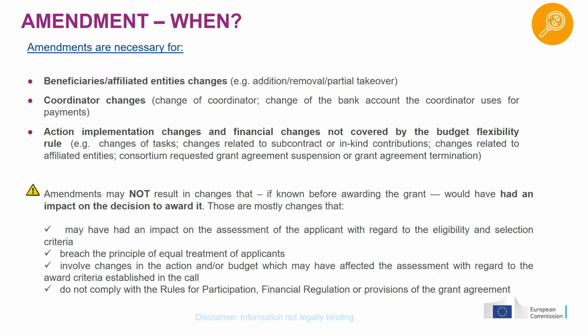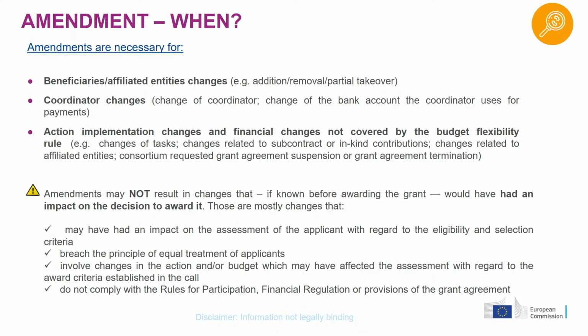And other changes that also concern the composition of the consortium are, for instance, the addition or removal of certain types of third parties, and that's notably the affiliated entities or the associated partners, because these types of third parties have their name written in the grant agreement. So if there is a change, the grant agreement needs to be updated.